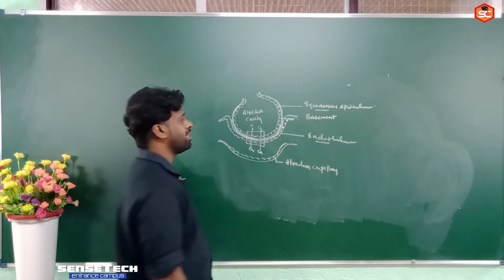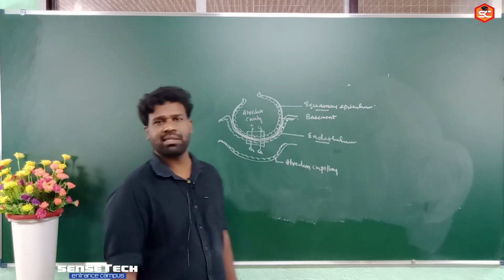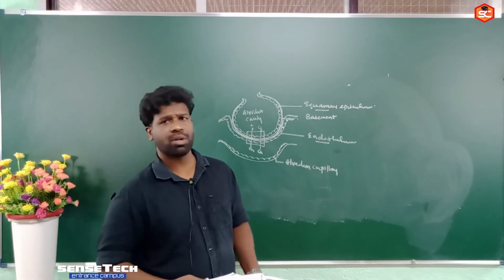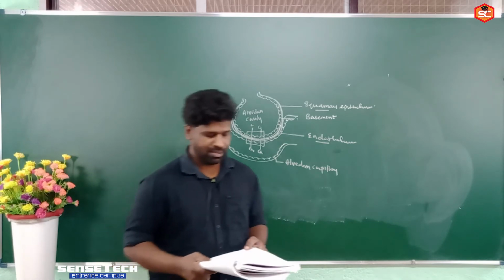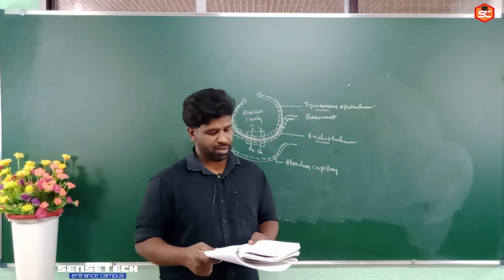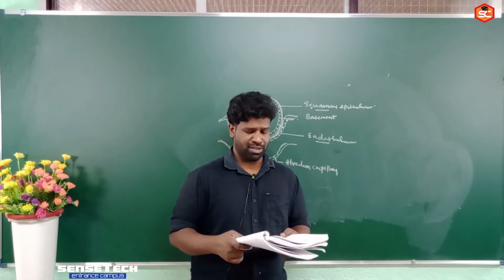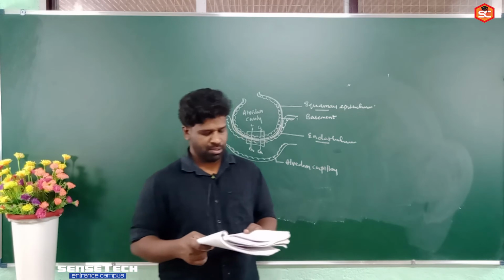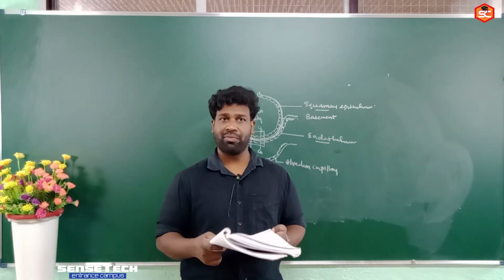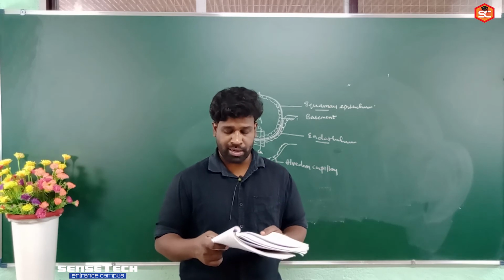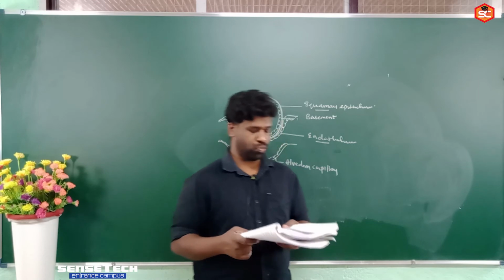The total thickness of these three layers is less than 1 millimeter. This is favorable for increasing the rate of diffusion of respiratory gases. So here the diffusion membrane is made up of three major layers, namely the thin transitional epithelium, wrong. The thin squamous epithelium of alveoli, yes. Endothelium of alveolar capillary is true. And the basement membrane in between them. So the answer is option 2.